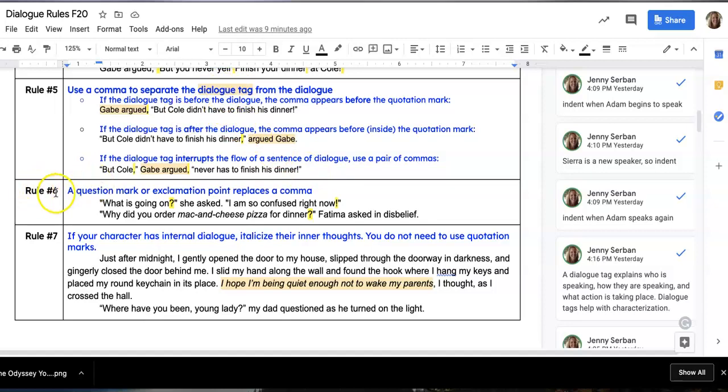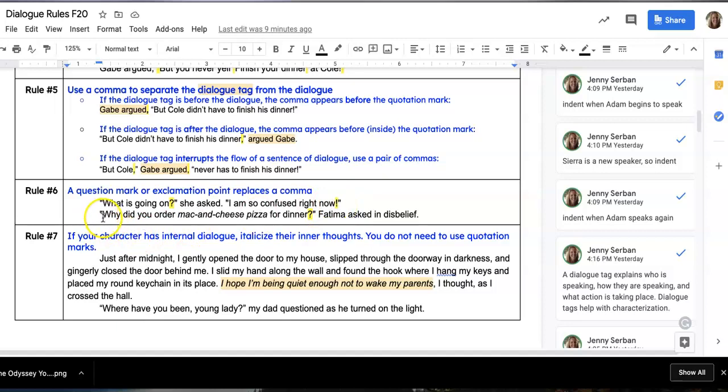Rule number 6. A question mark or exclamation point replaces a comma. So if you are going to have a dialogue tag in the middle or at the end, if it's a question, it just becomes a question mark instead of a comma. So, "What's going on?" question mark, she asked, period. "I'm so confused right now!" exclamation point.